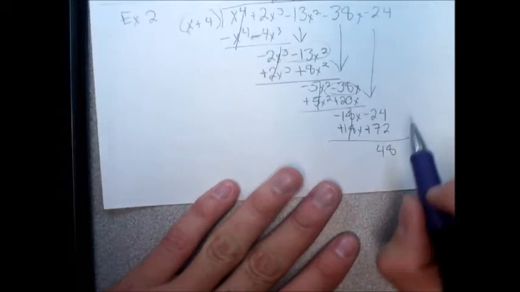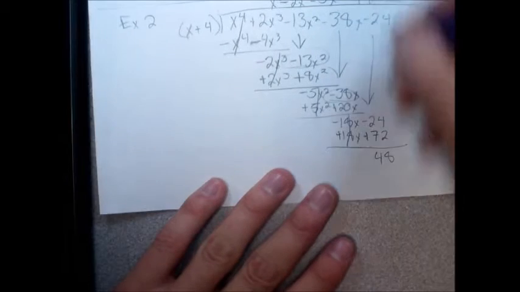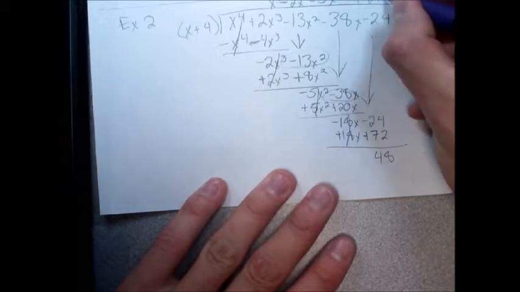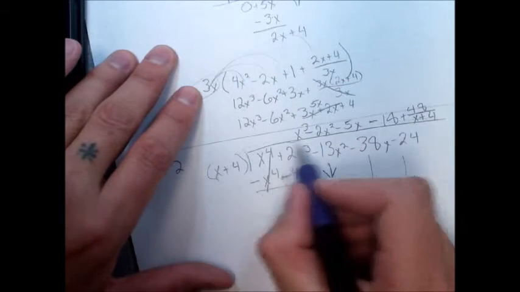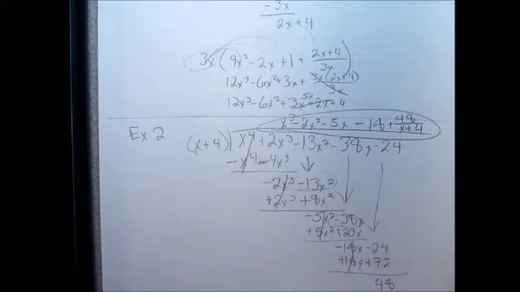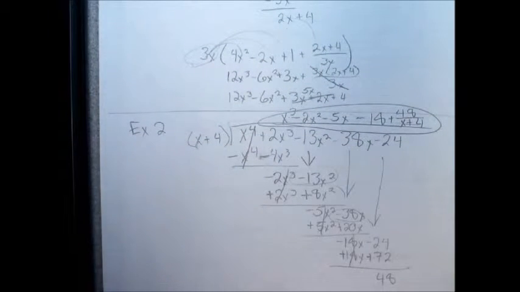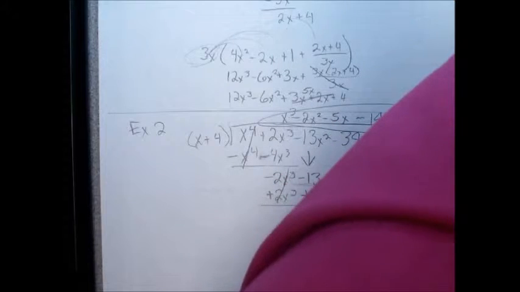So my remainder, because x doesn't go into 48, is 48. So I have 48, and since it's positive, I'm going to put a plus, over x plus 4. So my final answer for my division is that right there. And again, you can check it by multiplying them together and seeing if you get what's inside. So now you start to see why I'm not a big fan of long division.